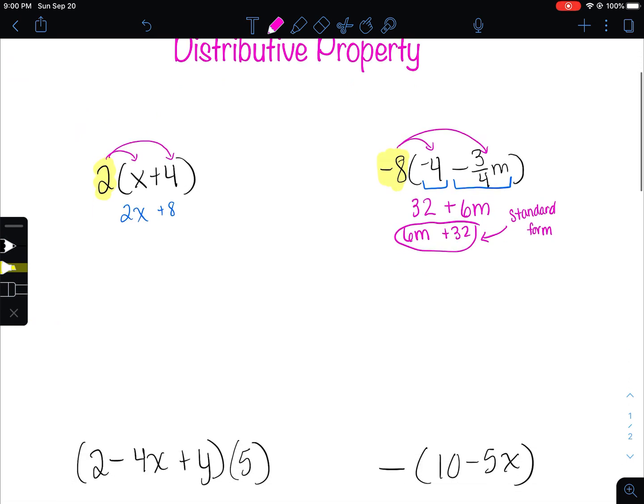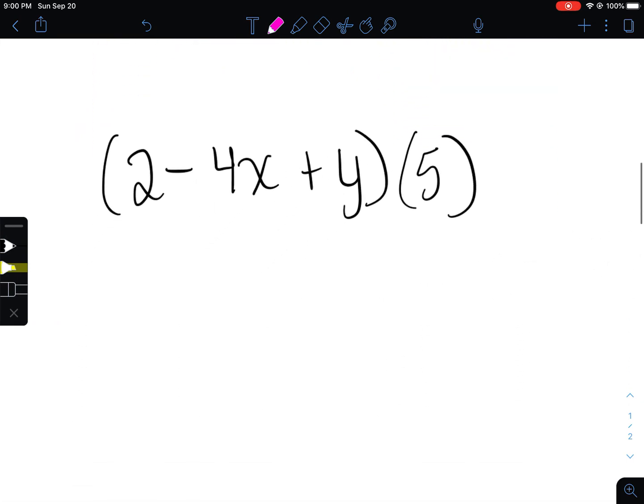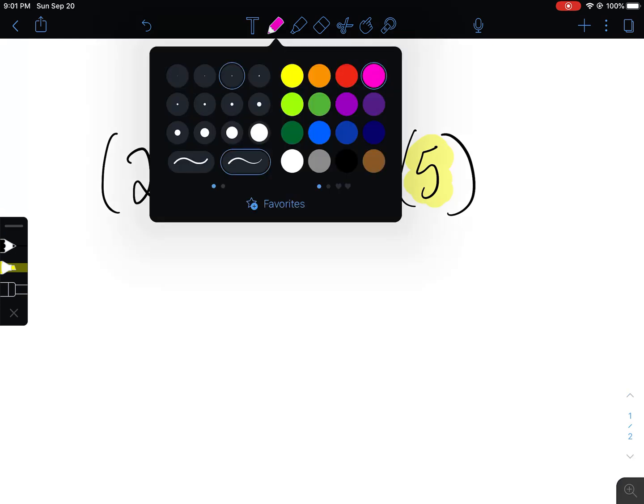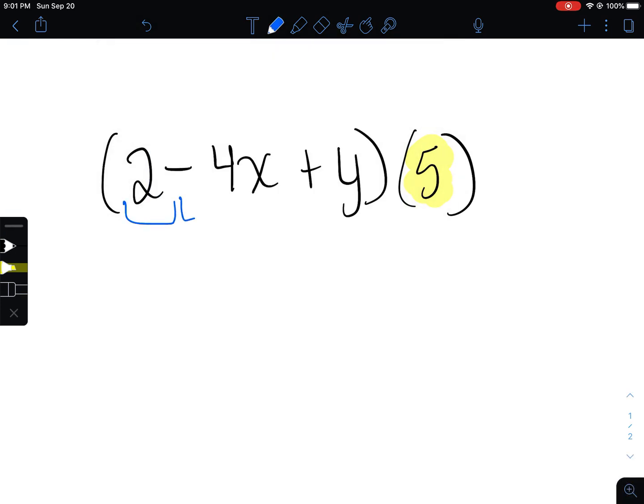Okay, so now I'm going to do 2 maybe more tricky ones. This is a trinomial. There's 3 terms here. Let me use that blue really quick. So we have 1, 2, 3. So you have 2, a negative 4x, and a positive y.